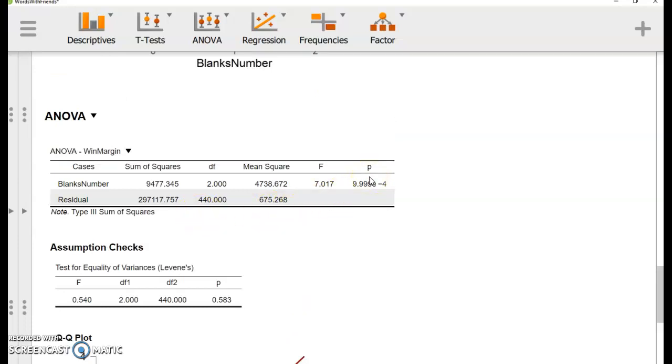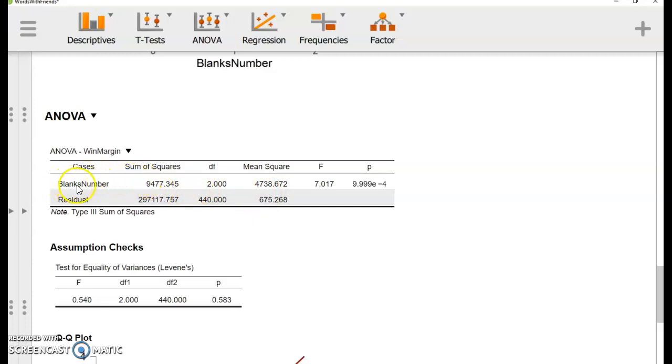In terms of analyzing the ANOVA itself, we can start off here and see that this is a very low number, much below 0.05. So we can be fairly certain that there is a difference somewhere in the categories of how many blanks people had in the starting position versus how much the winning margin was, how much they won by. And I think that's really all the question asks you to explain.